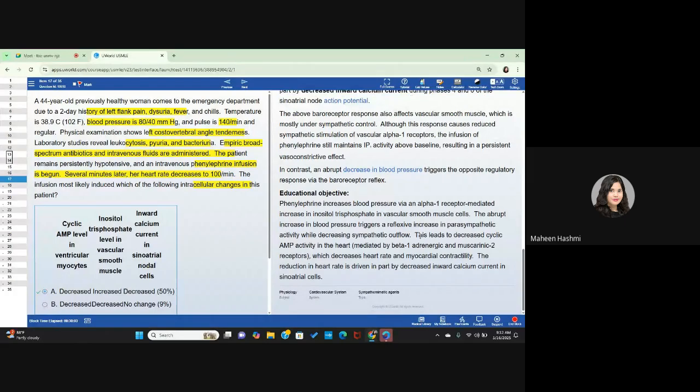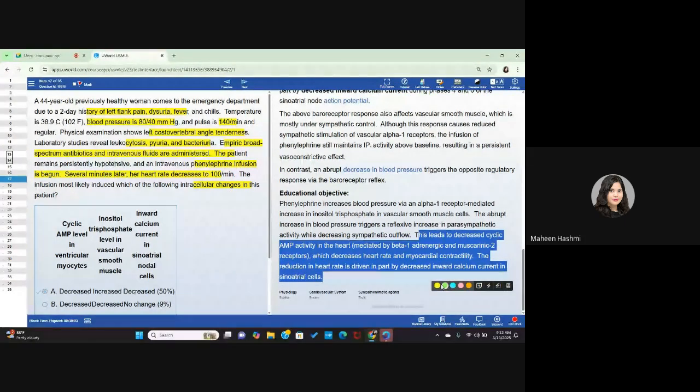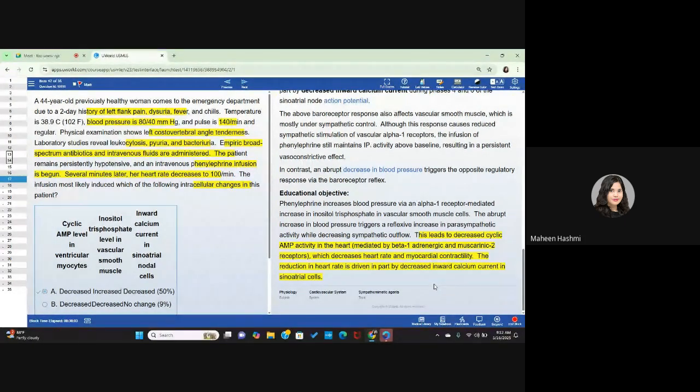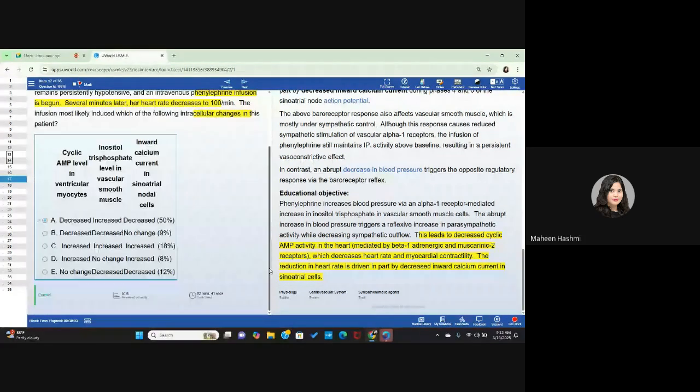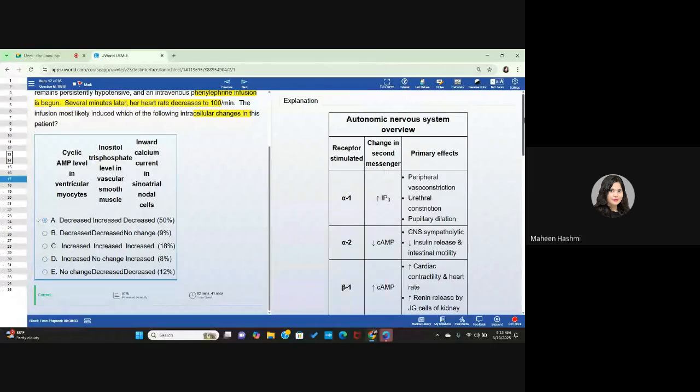Go through this educational objective. All right, the cyclic AMP activity in the heart mediated by beta-1 adrenergic and muscarinic 2 receptors, which decreases heart rate and myocardial contractility. The reduction in heart rate will be driven by decreased inward calcium current in the SA node. So it was a basic type of question.